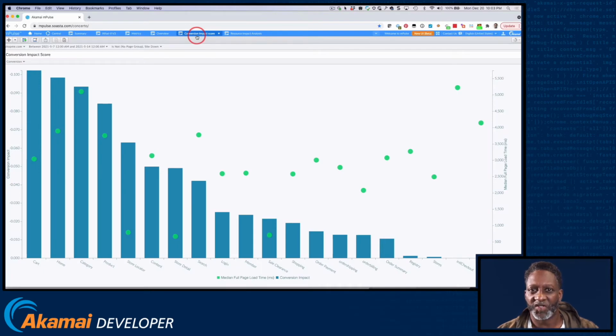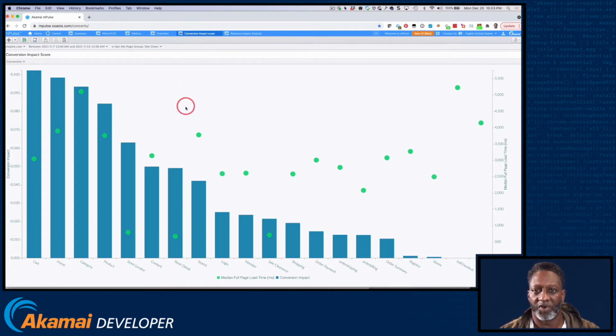Now that we know the ideal speed for our business goal of conversion, it's time to start tuning our site to achieve this speed goal. But where do we start? Do we get a list of page load times and just start working on the slowest pages? Or is there a better way to approach tuning? mPulse includes a conversion impact analysis that uses the Spearman correlation coefficient to show the pages whose performance has the biggest impact on your goal, conversion in this case.